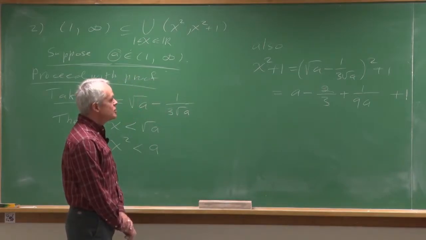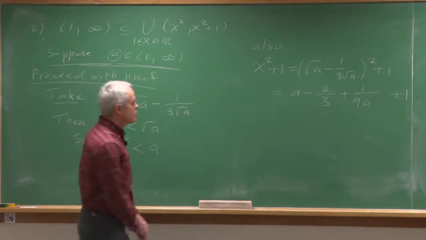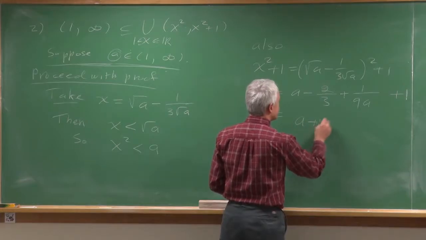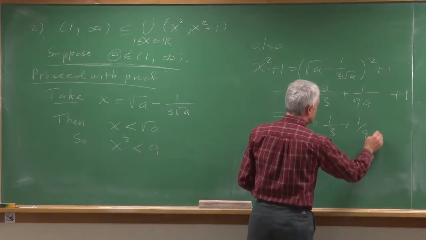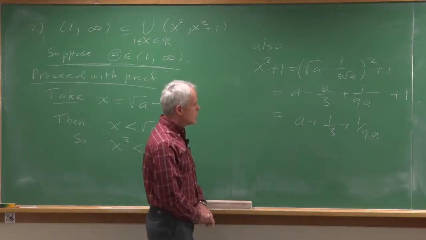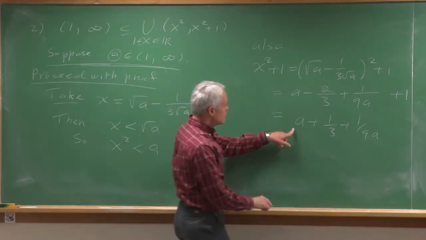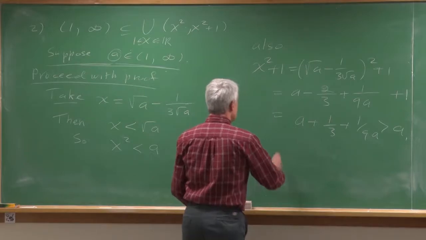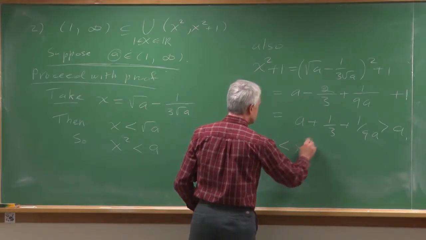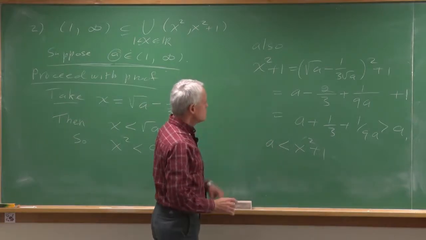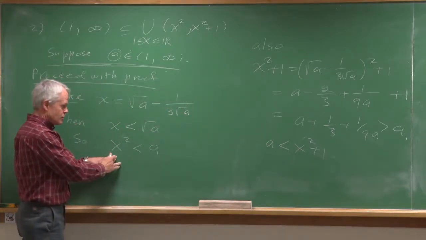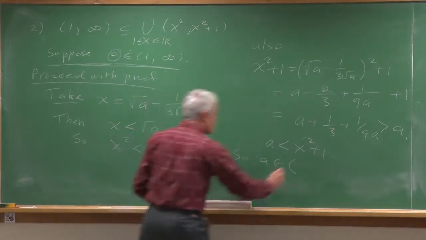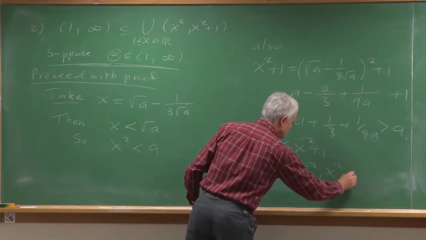So let's see. This is supposed to be greater than a. Let's keep going. The minus 2/3 and the plus 1. Great. Is it bigger than a? Yes, a plus a positive plus a positive. This is greater than a. Excellent. Okay, so my a did turn out to be less than this x squared plus 1, and it's greater than x squared. So a is in this interval from x squared to x squared plus 1.